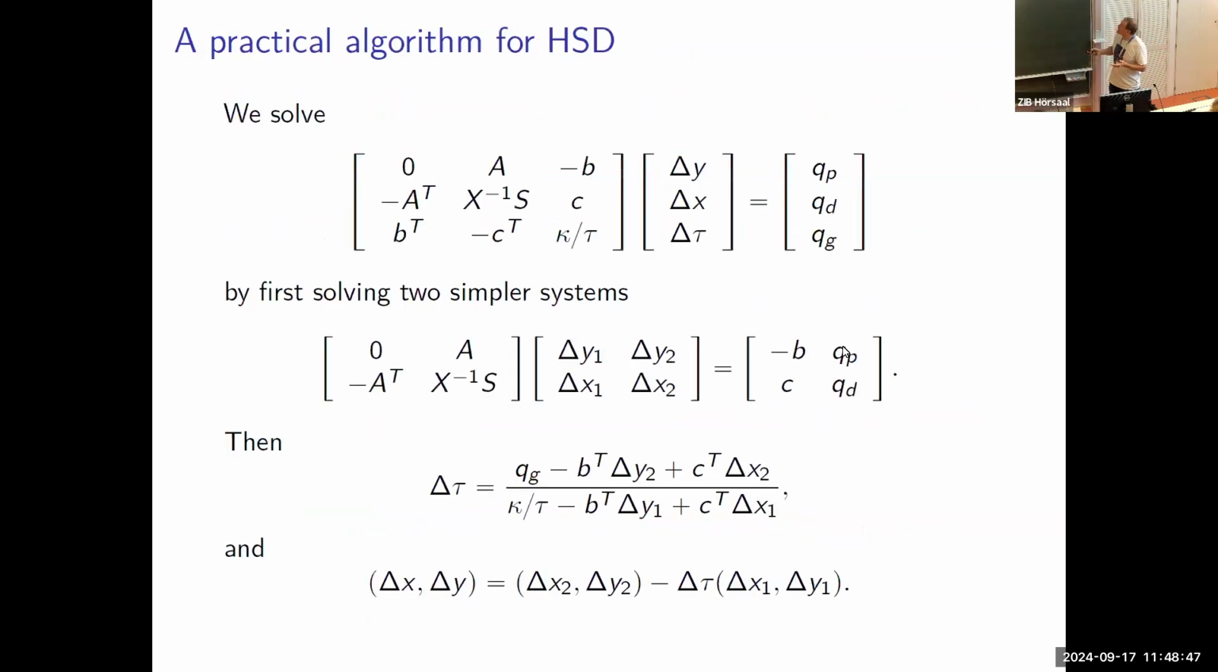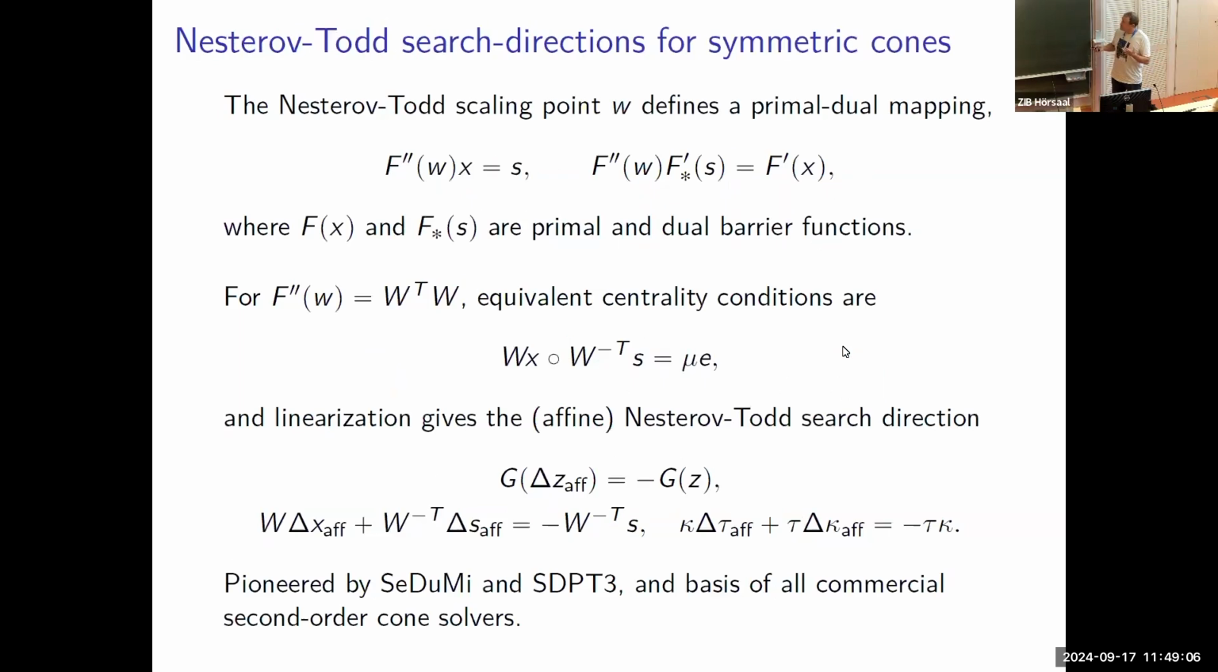And if we go back, everything that changes is just that in the 2-2 block here, we're going to get this W squared. So the squared Nesterov-Todd scaling is going to appear in this block. Otherwise, it's business as usual, mostly. And that was pioneered by SeDuMi and SDPT3.